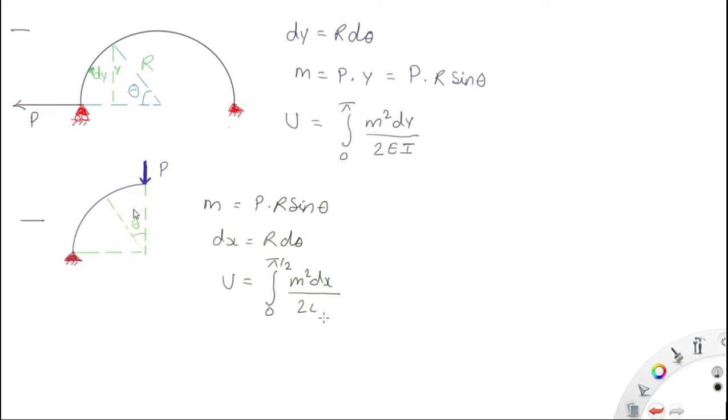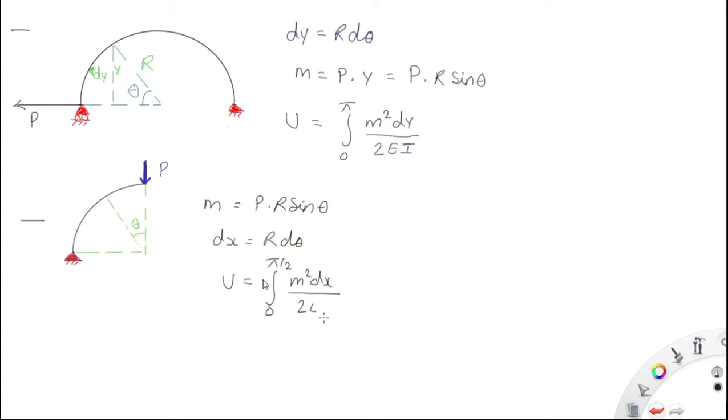In the third question, maybe, this is the P load acting on a quarter of the truss member. So this is not a semicircle but a quarter circle. So the bending moment is equal to P into r sin theta, this is theta, so this is r sin theta, taking this as r. So this is r sin theta and this is r cos theta components.